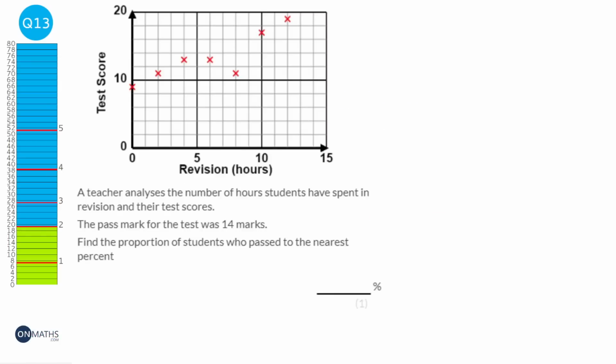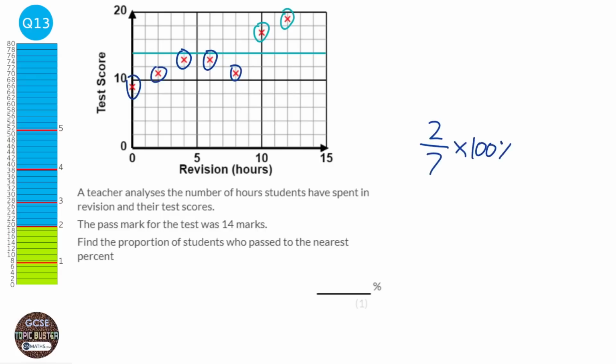So the pass mark for the test is here, and we can see that there are 2 students who passed the test. So it's 2 students out of 2, 3, 4, 5, 6, 7 in total. And we want this as a percentage, so we're going to times it by 100%. So we do 2 over 7 times 100, and that gives us 28.571, blah, blah, blah. And it says it wants it to the nearest percent, so that will be 29%.